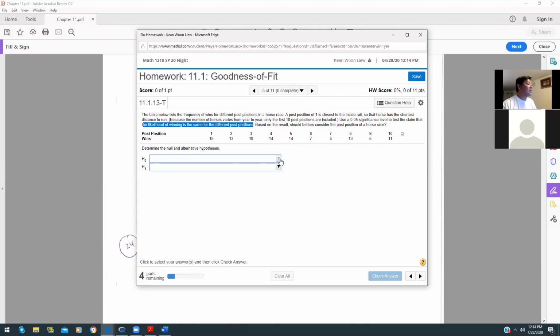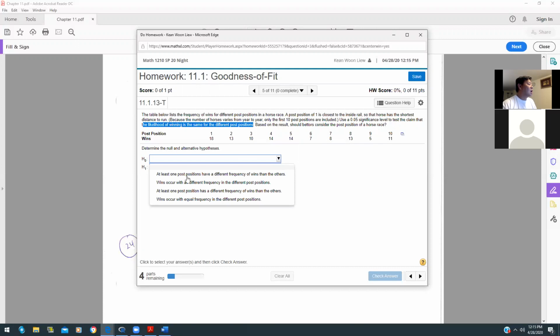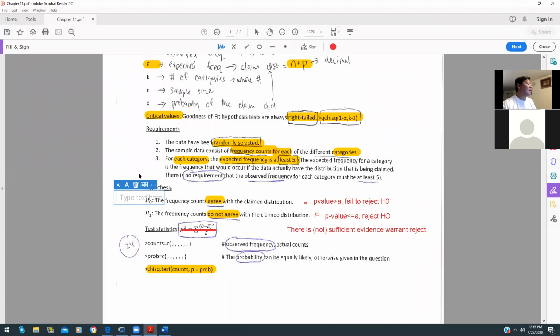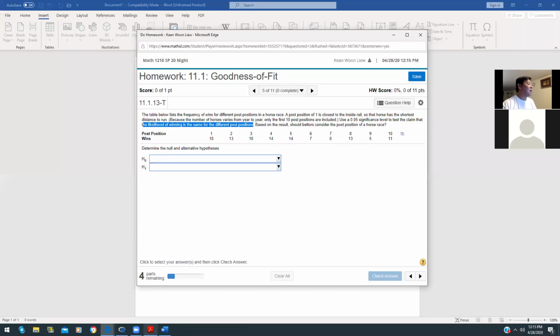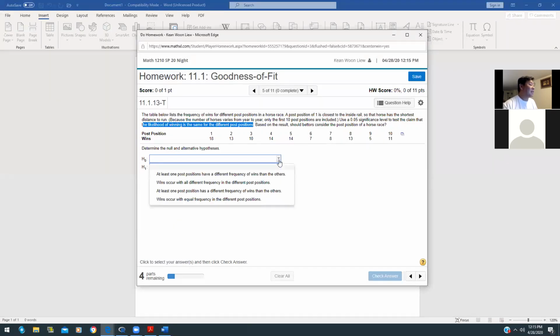So your hypothesis in this case is at least one position has a different frequency. If you look at your hypothesis testing in this case, your frequency count has to agree with the claim distribution. When I say claim distribution, they have to be, in this case, the same. So the null should be that wins occur with equal frequency in each different position. So it has to be equal.